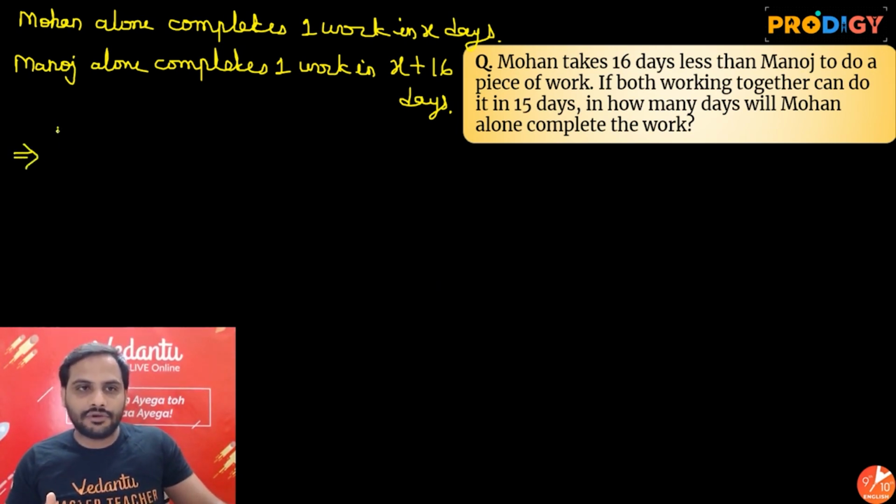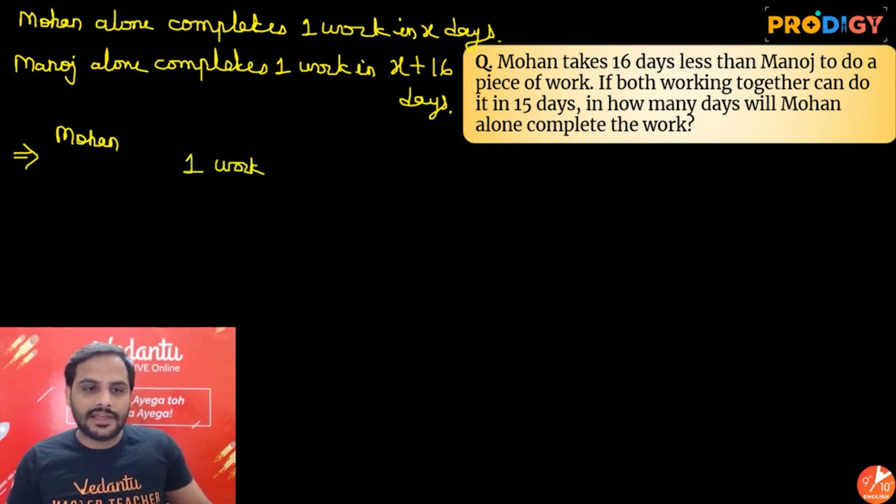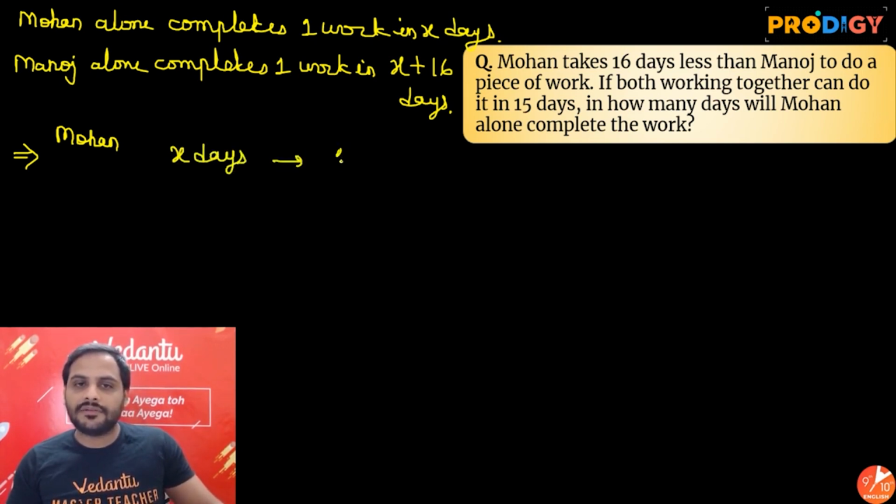I can say for Mohan, one work is completed in x days. Or I can say in x days he completes 1 work. So if I ask you in one day how much work he will complete, you will say, sir, 1 by x of the work, yes or no?